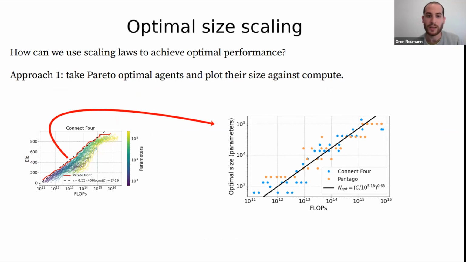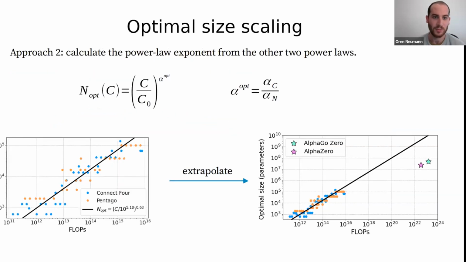One, you look at each agent on the red line on the Pareto front, and you plot their sizes against the amount of compute they needed to get to the Pareto front. And as you can see, for both games, we get a straight line in log-log. A straight line in log-log is a power law, which we can use to determine the optimal size of any agent given the amount of compute we have to train them. The second approach is a bit more elegant.